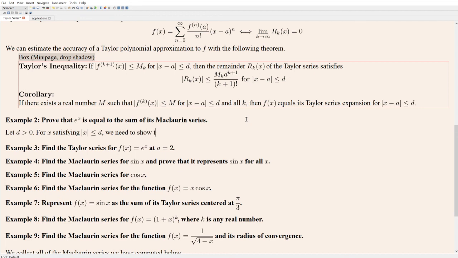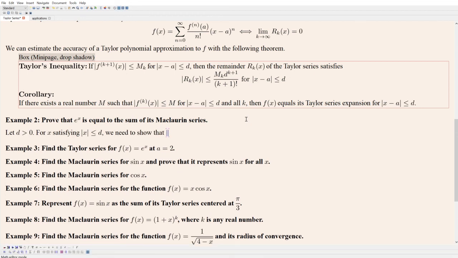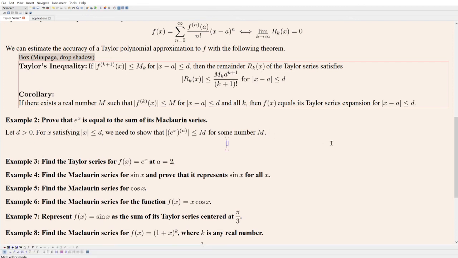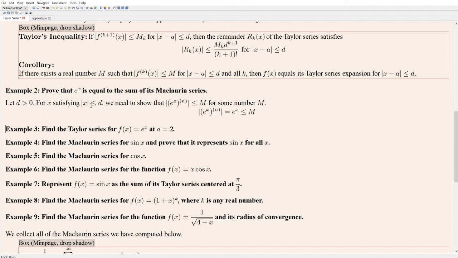we need to show that the nth derivative of e to the x is uniformly bounded for some number m. Okay, well, the nth derivative of e to the x is just e to the x. And e to the x is always positive, so the absolute values don't do anything either. Now let's see. We are restricting x to being less than or equal to d here.